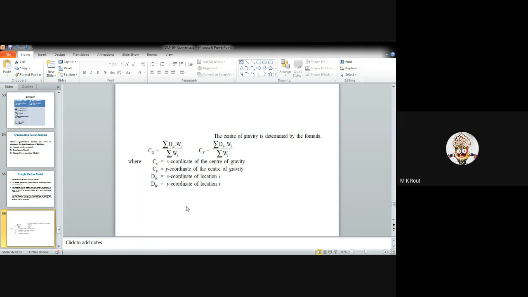And the following formula is given. Cx is the summation of dix into wi divided by the summation of wi. In the case of the y coordinate, it is the summation of diy into wi divided by the summation of wi. Here dix stands for the x coordinate of locations, diy stands for the y coordinate of locations, and wi stands for the weightage given to the respective coordinates. Just note it down.